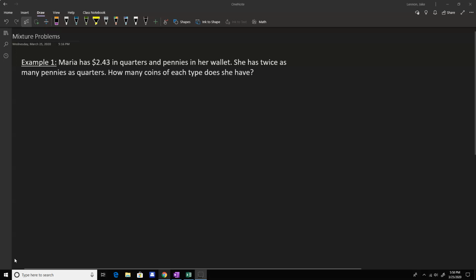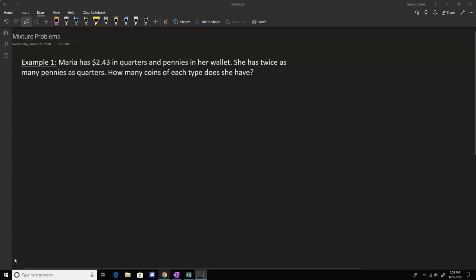This is Dr. Lennon, and today we're going to be looking at mixture problems. These are problems that arise quite frequently from linear equations. Usually what you have is a mixture of a couple of things, and you have some known facts about the quantity and perhaps the relationships of the constituent parts.